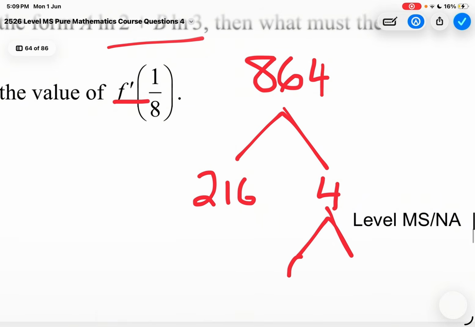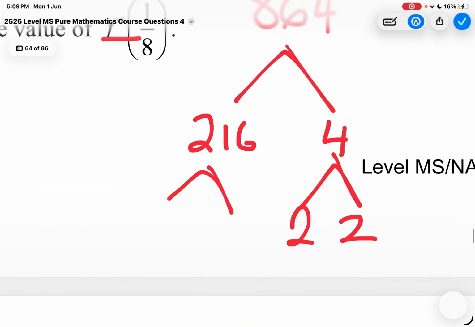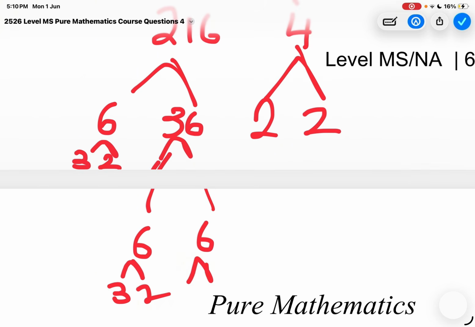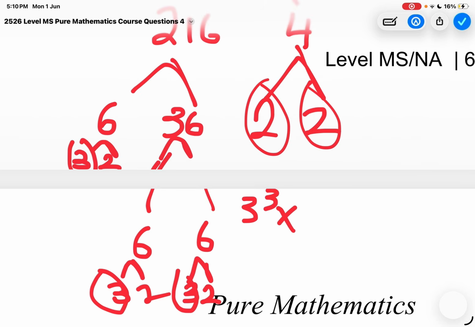And you know that 4 is 2 times 2. 216 is divided by 6, so it's 6 and 36. And then 36 is 6 and 6. And 6 is 3 times 2. So 3, 2, 3, 2, 3, 2: there are 3 threes, so 3 to the power of 3, and 5 twos, 2 to the power of 5.